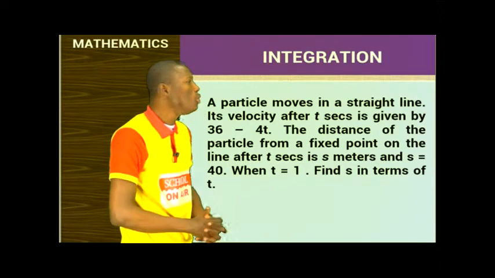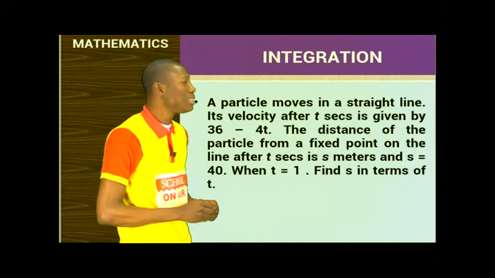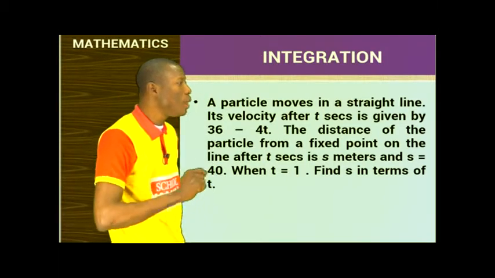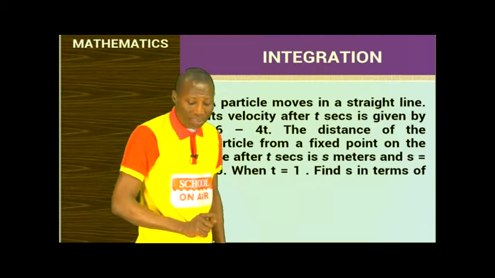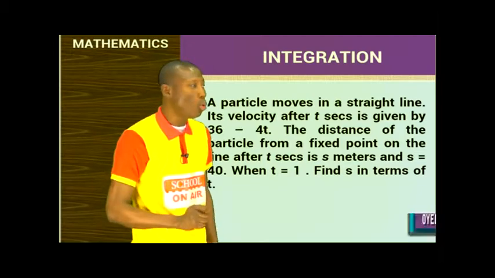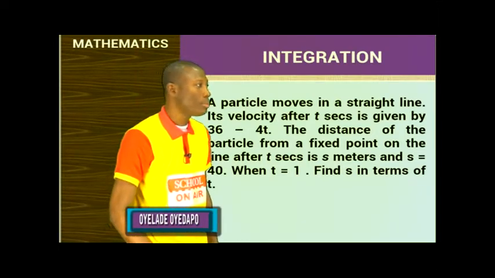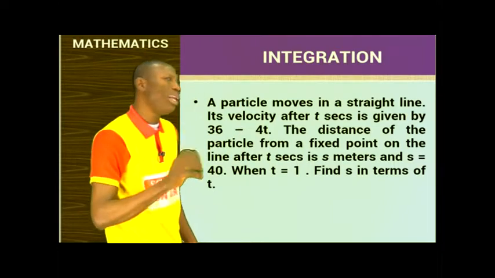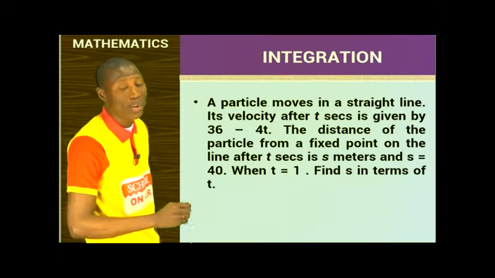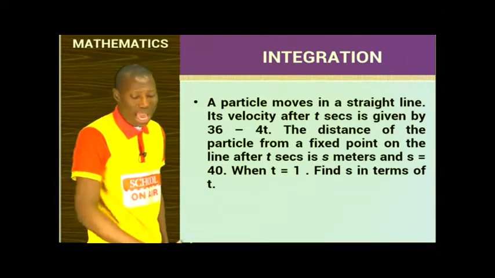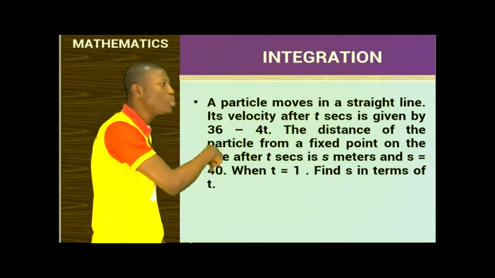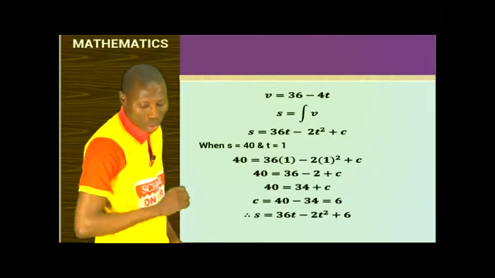Here's another question. A particle moves in a straight line. Its velocity after t seconds is given by 36 minus 4t. The distance of the particle from a fixed point on the line after t seconds is s meters, and s is equal to 40 when t is equal to 1. Find s in terms of t. When I was teaching you integration, I made mention of the acceleration time graph, velocity time graph, and displacement time graph. In this question, they are talking about the velocity, and they want to find s, which is the displacement. Now let me show you the solution.